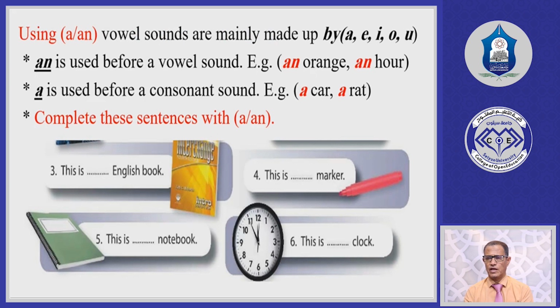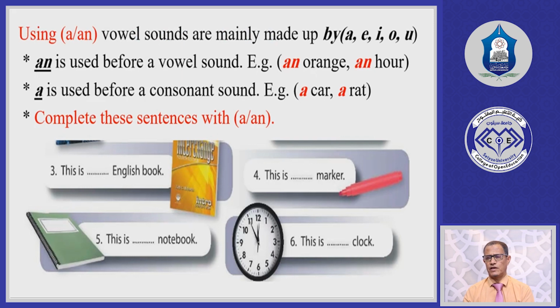So these nouns, all of them are singular nouns, but their beginning is a vowel sound. For example, umbrella, you can say an umbrella. Orange, an orange. Apple, an apple. Egg, an egg. Because these nouns start with a vowel sound, we use with them the indefinite article an.